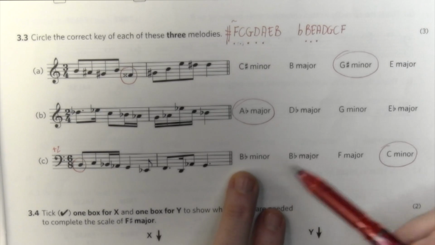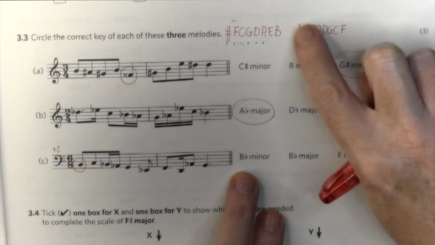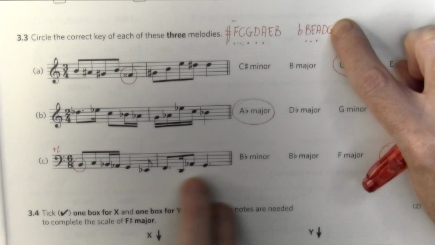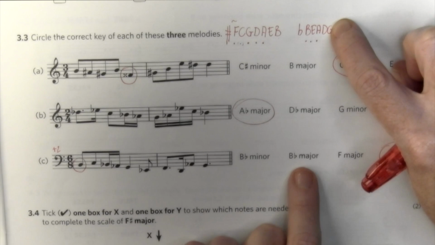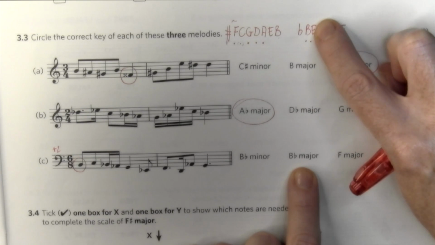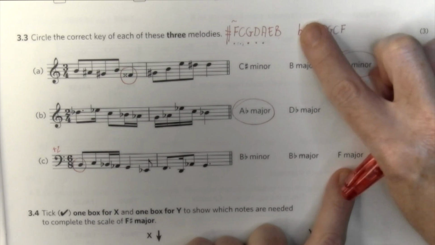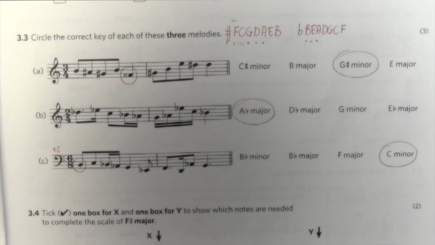Let's exclude the other ones. B flat minor is the relative minor of D flat. D flat has lots of flats. But here, D and G are not flat. So, no. B flat major has just 2 flats without A. And F major has just 1 flat. So, that's the answer. Happy?